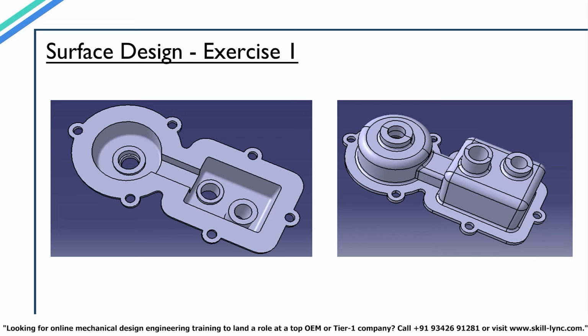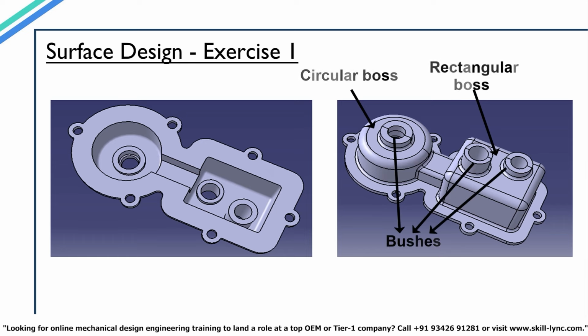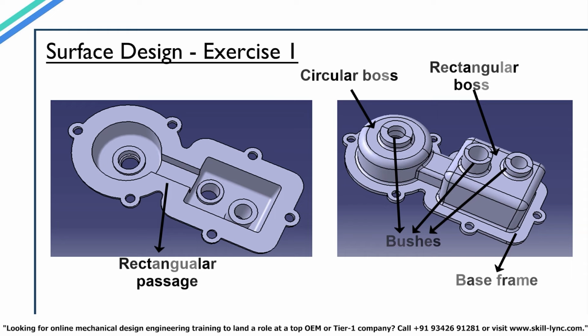If you look at this model, there is a circular boss and a rectangular boss. Both the bosses have bushes on top. A rectangular passage connects the bosses, and they are surrounded by a base frame. The entire object is hollow from the inside. I will walk you through modeling this part with all the features and then create a drawing of this model. So, let's start the design.